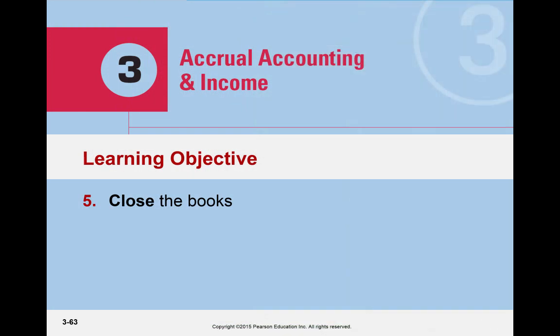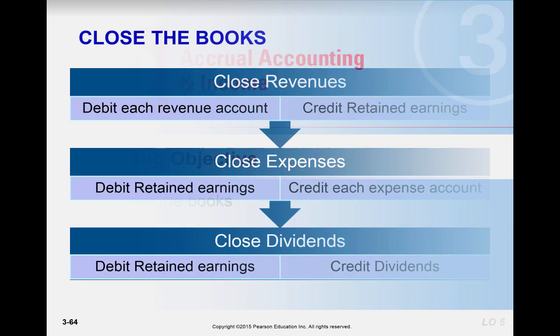Now we have to close the books. So we've done our month end. So we basically started off with our month end. We did our adjusting journal entries. Then we prepared an adjusted trial balance. From that adjusted trial balance, we prepared our financial statements, income statement, our statement of retained earnings, our balance sheet, and our statement of cash flows. So now we're done with our month, so we close the books.